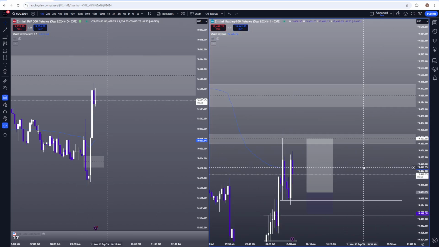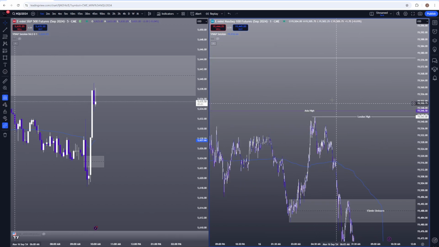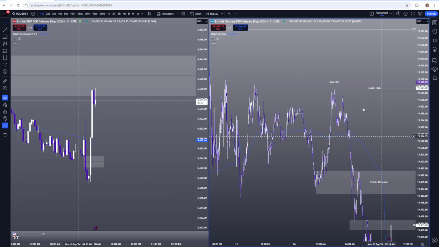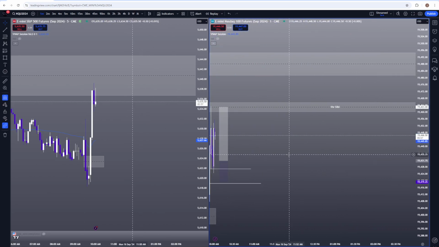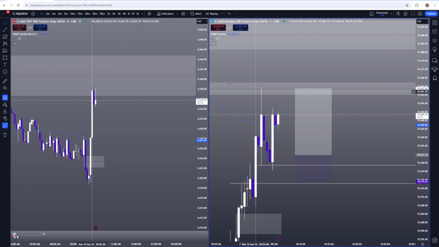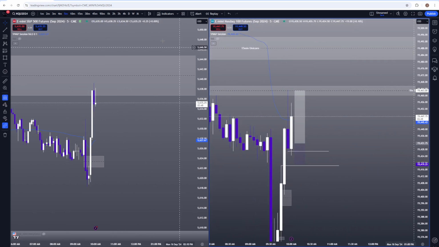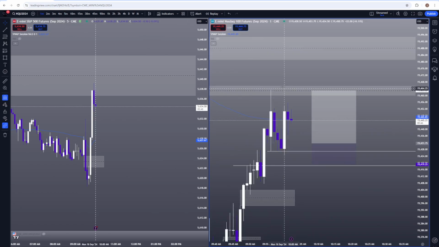Because as I said before, with these longs, we still have a lot of reward, guys. I'm expecting these longs to go all the way up to London high, Asia high, all the way up to these equal highs. So we have a ton of reward still to be taken. I don't mind missing out on the first leg of the move. That's fine with me. It is fine by me to miss out on this first initial move.